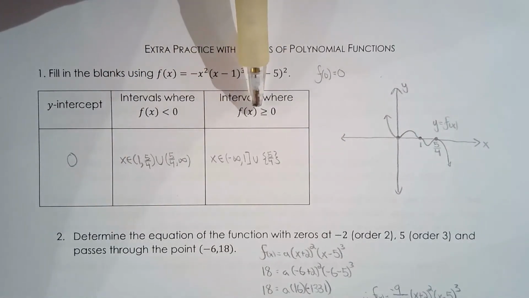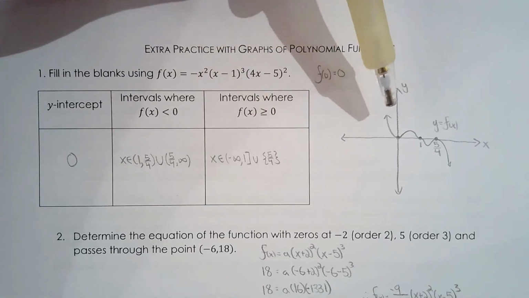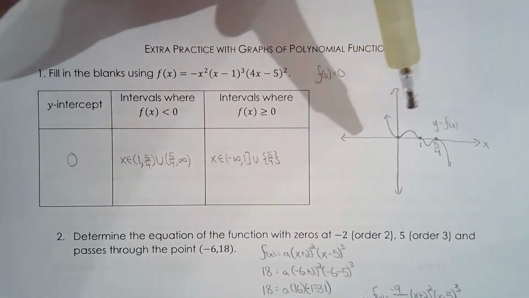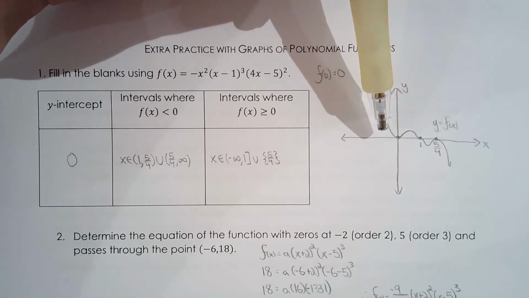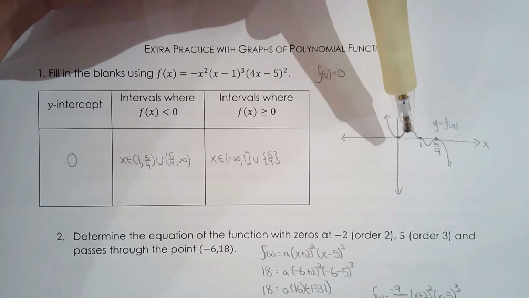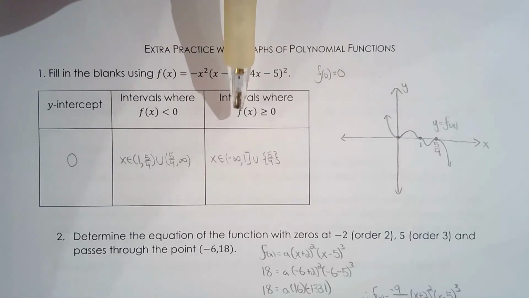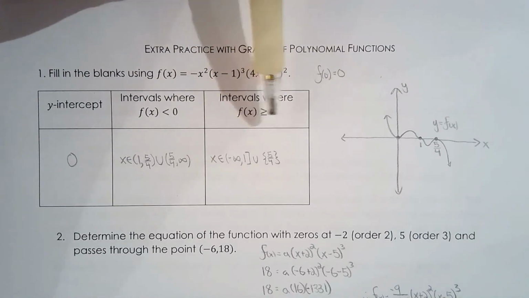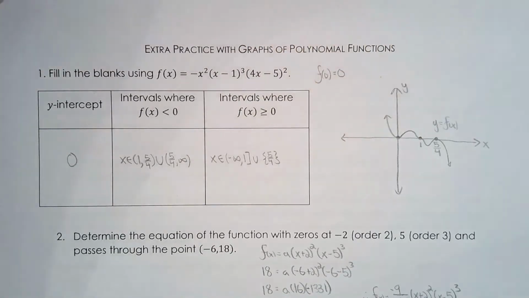When is f of x greater than or equal to 0? Once again, we're going to use the graph instead of the interval table. We're going to look at when it is above the x-axis. Now be careful, I'm going to look at when it's above the x-axis and when it's on the x-axis, because I'm asked when is f of x greater than or equal to 0. So when is it above the x-axis and when is it on the x-axis?